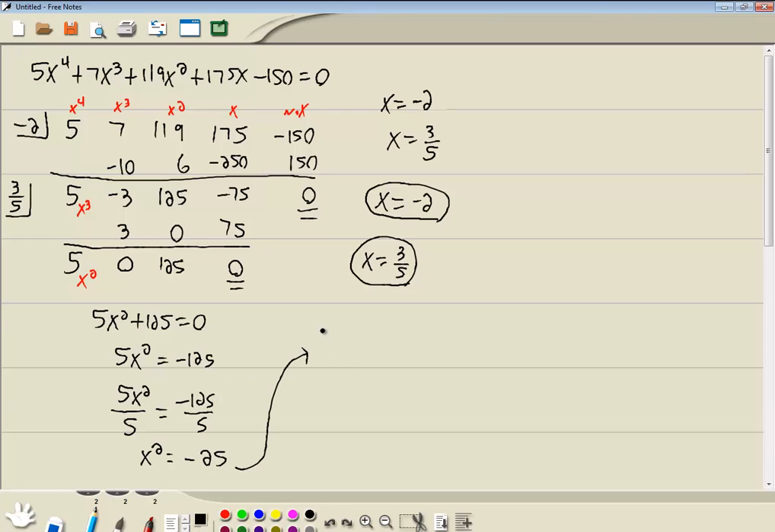Square root property says if you got something squared equals something else, you drop the squared and you put a plus or minus square root around the other side. And remember, a negative inside of a square root gives you an i, and 5 times 5 is 25, so that's x is equal to plus or minus 5i. And those are our 4 answers.